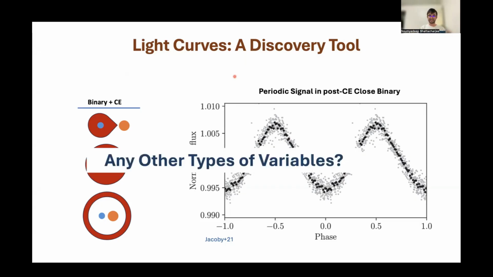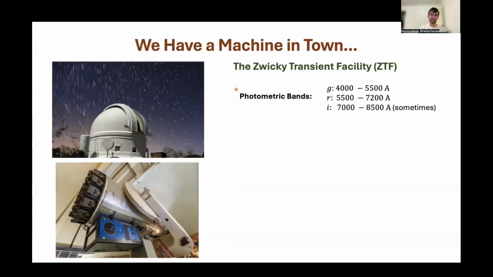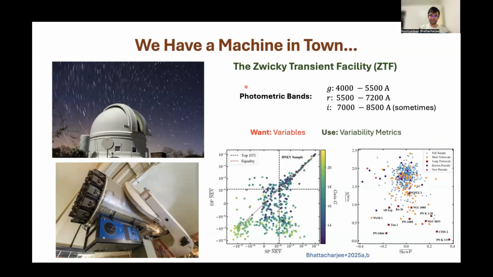So the question we asked is, are there any other kinds of variables that we can find and learn new phenomena? This led us to our work with this amazing machine in town, the Zwicky Transient Facility, which scans the whole northern sky, creating light curves for billions of sources. But for our work, we only focus on the central stars of planetary nebulae. We generated their light curves, but most of the stars are not actually variable, and we are looking for a few variable needles in a haystack of non-variable light curves.